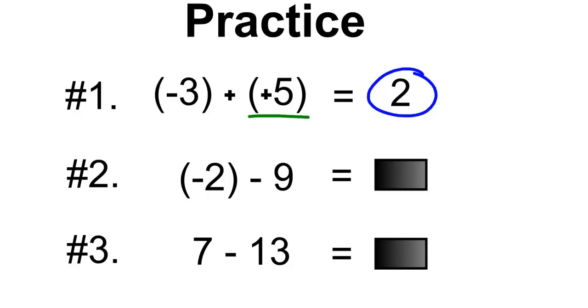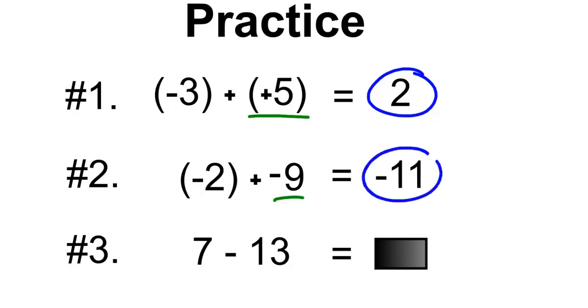positive 2. Negative 2 minus positive 9. Change the subtraction sign to an addition sign. Change the integer after that, which is positive 9, to its opposite integer. The opposite of positive 9 will be negative 9. Then follow addition rules. If I have two integers of the same sign, I add them together. 2 plus 9 is 11. And since both integers are negative, my answer will be negative 11.